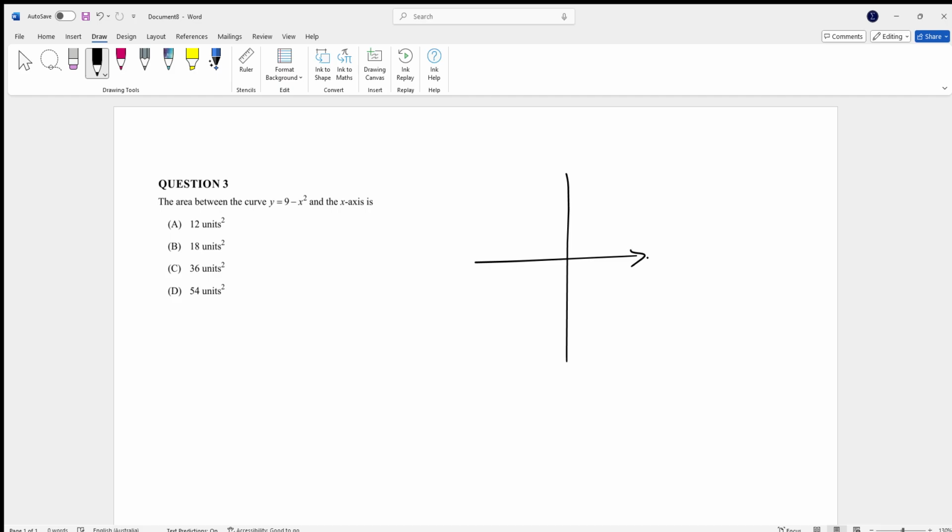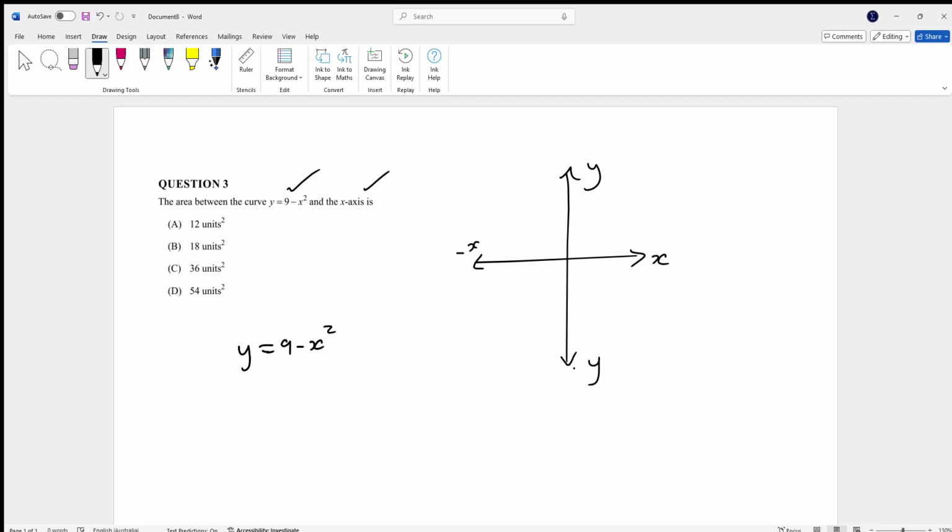Now, first of all, we want to know roughly what this curve looks like. You should be able to recognize that as a parabola. If you don't, I'm very worried for you. If I was graphing this, because we want the area between the curve and the x-axis, the graph is essential when answering this question.